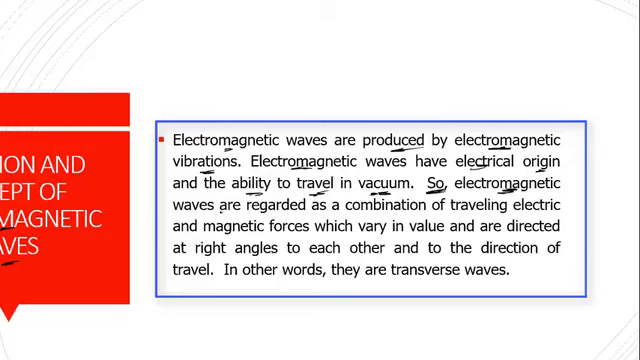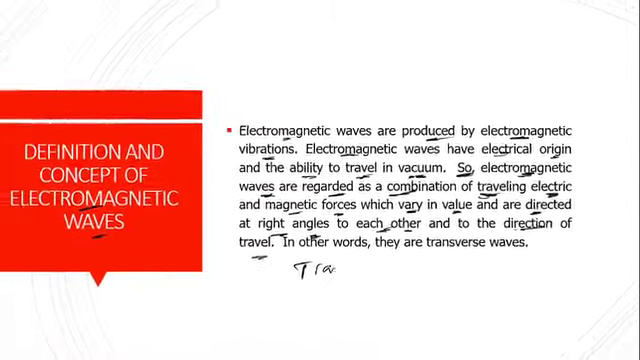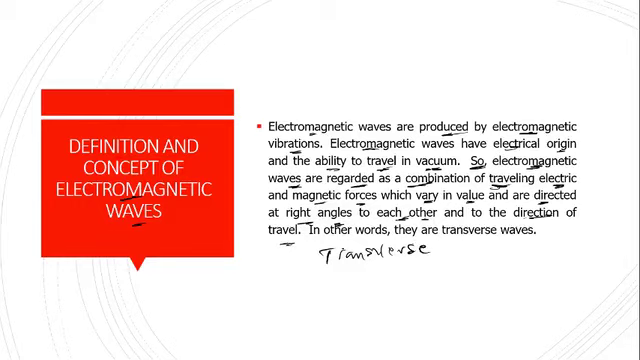So, electromagnetic waves are regarded and treated as a combination of traveling electric and magnetic forces which vary in value, and they are directed at right angles to each other and to the direction of travel. In other words, we call them transverse waves. Let me point out that we have two kinds of mechanical waves: the first is transverse waves, and the second is longitudinal waves.